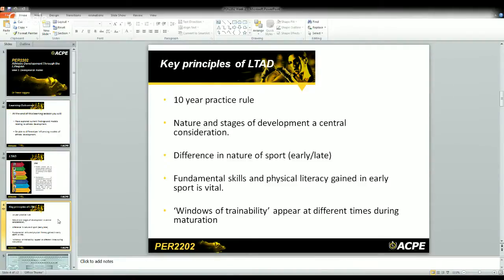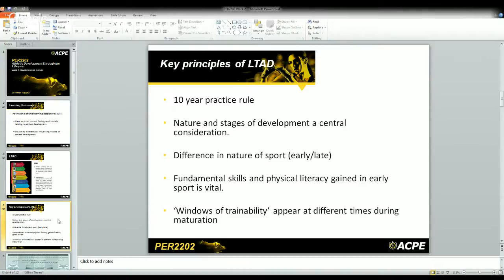Remember, in the early years there's a lot of physical literacy and developing the fundamental skills, where it's getting them to compete and play in a variety of different activities to help that roundedness. So all that comes into it. It's 10,000 hours, but it's not necessarily 10,000 hours of specific practice in a specific sport. We have natures and stages of development that are central to consideration.